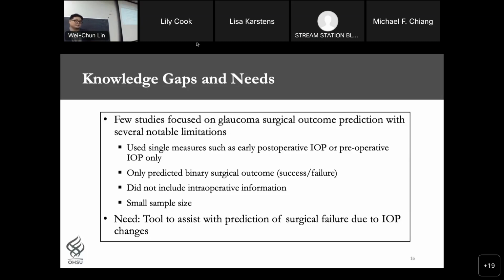And the sample size is another issue. In most studies, the sample size is smaller than 200 eyes. So there's still a real need to develop a tool to assist with prediction of surgical failure due to IOP changes.